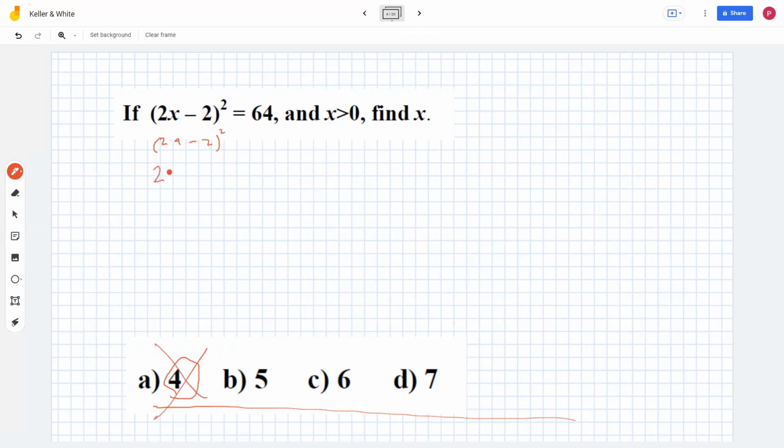2 times 5 is 10. Take away 2 and you get 8. And oh, look at that. When you square 8, you do get 64. Ta-da, I'm done. Thank you. Next.